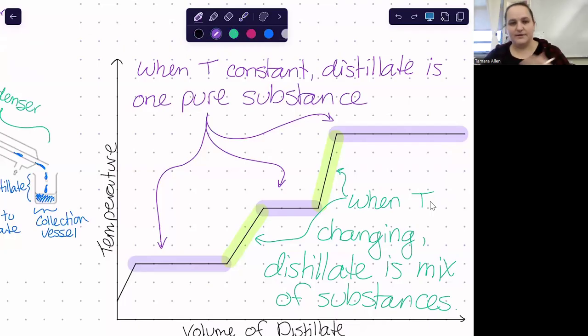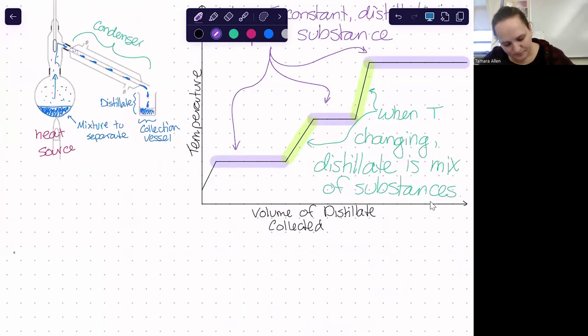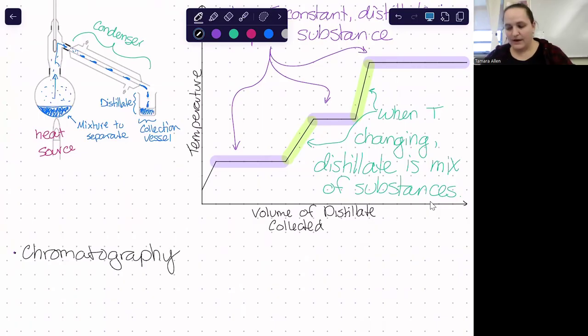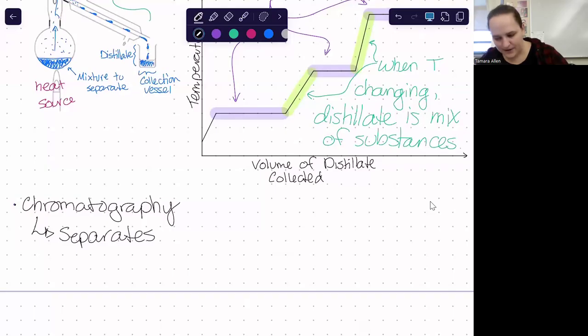Our next category of technique is known as chromatography. There are lots of different types of chromatography, but in the most general sense, chromatography separates mixtures by difference in attraction to two different phases, and we'll talk about what that means in a minute.